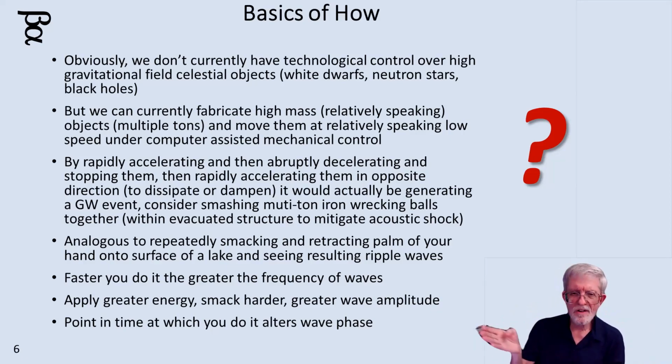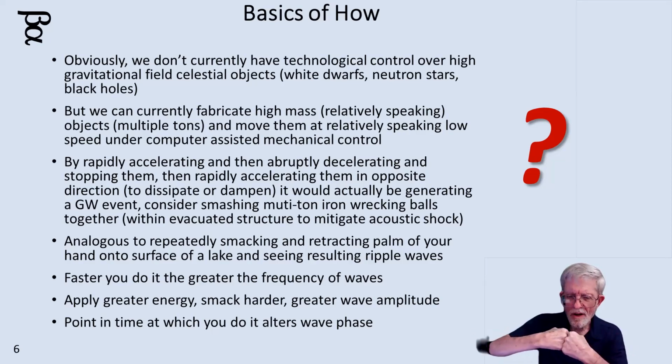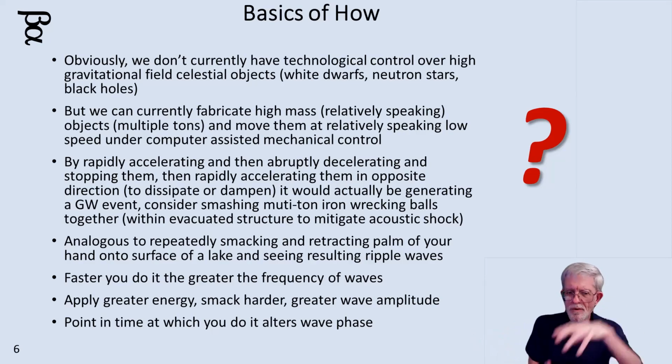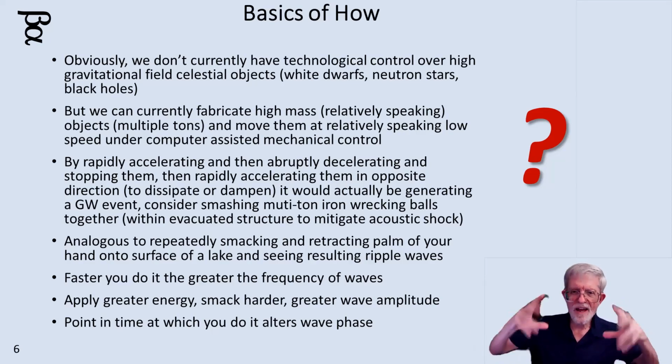So the faster we get these gravity waves moving, we get a different frequency of the waves. As they smack harder into one another, we get greater amplitude or signal strength. And then when it starts occurring and when it cycles is the phase of that gravity wave signal.